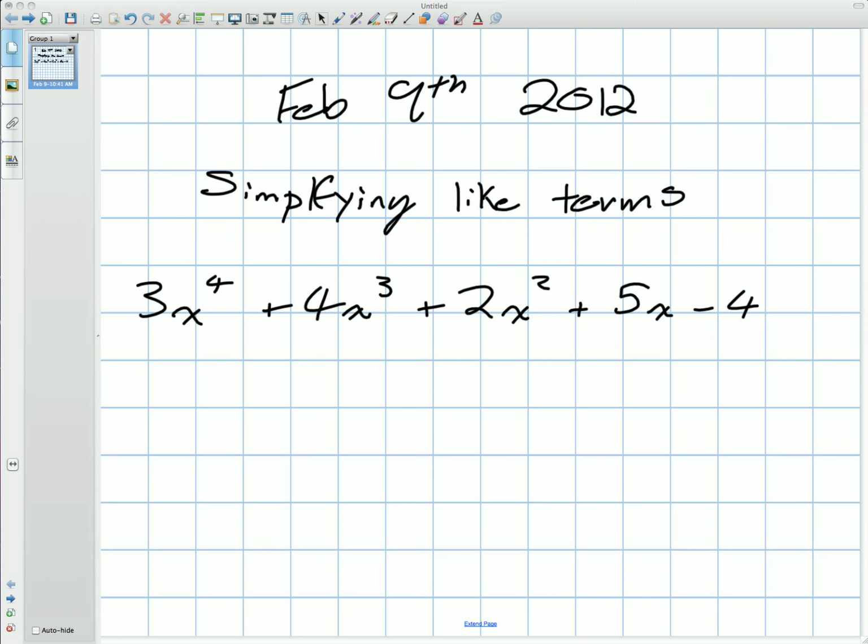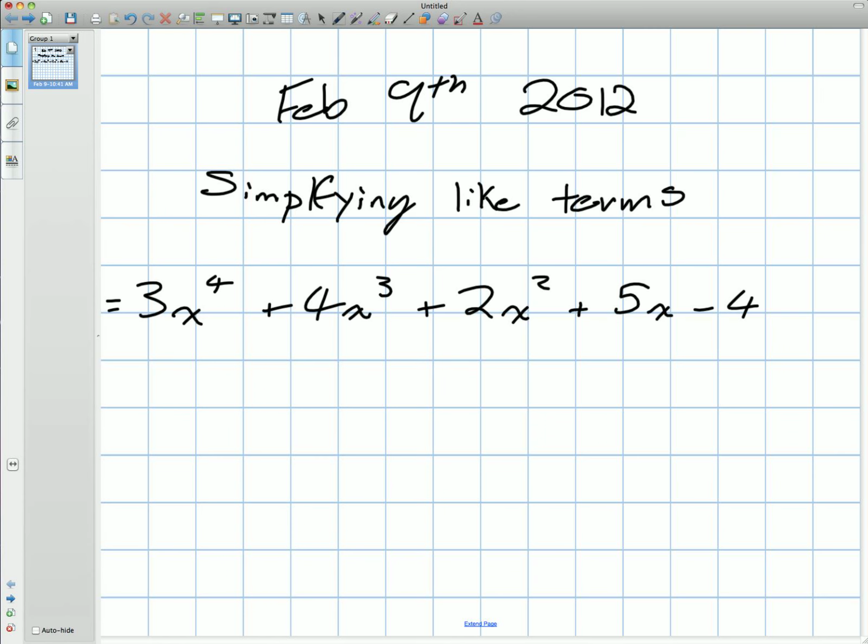Okay, today is February 9th, 2012. We're going to go quickly over simplifying like terms. Now, I've given you a very large polynomial here. We have 1, 2, 3, 4, 5 separate terms, it looks like. What I want you to recognize with these terms is that this is actually simplified. This cannot get any simpler because there are no like terms here.